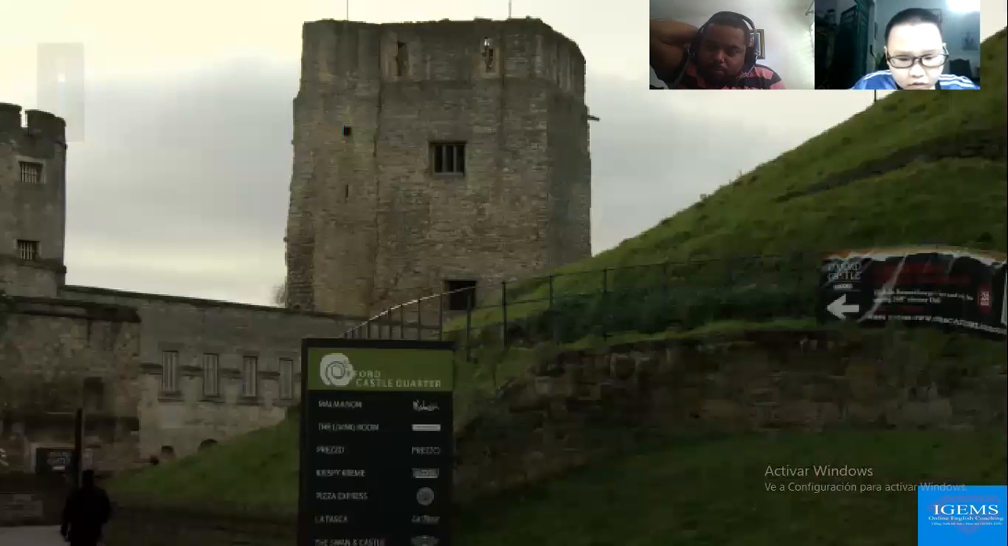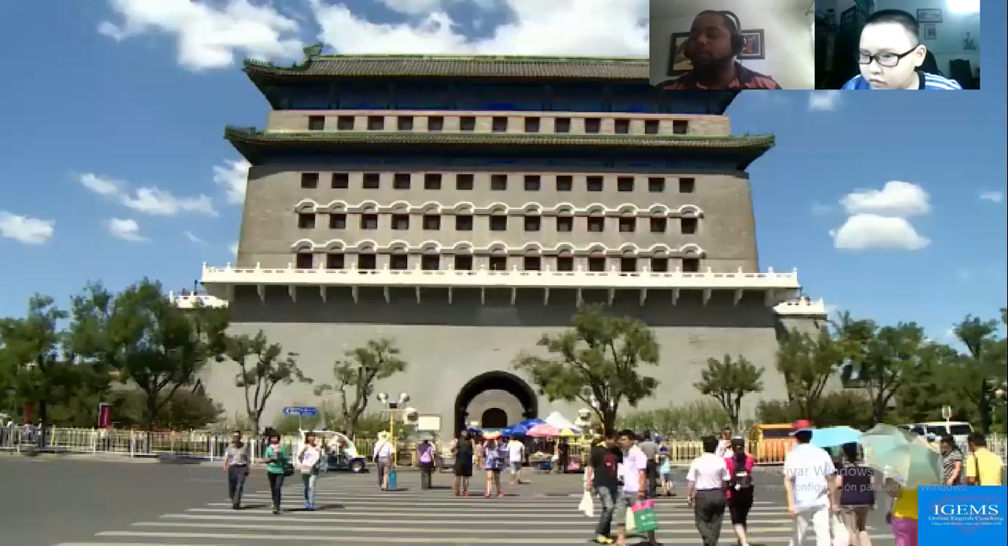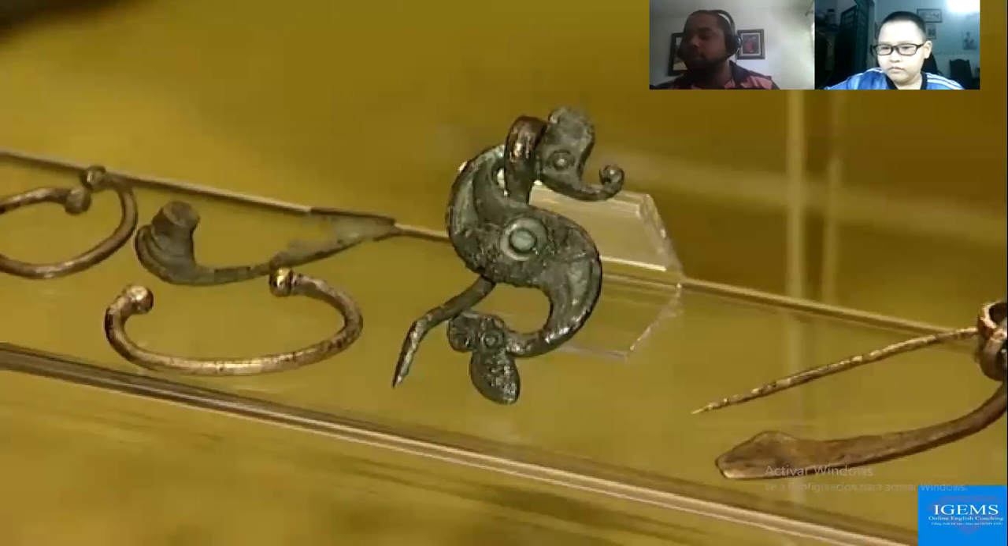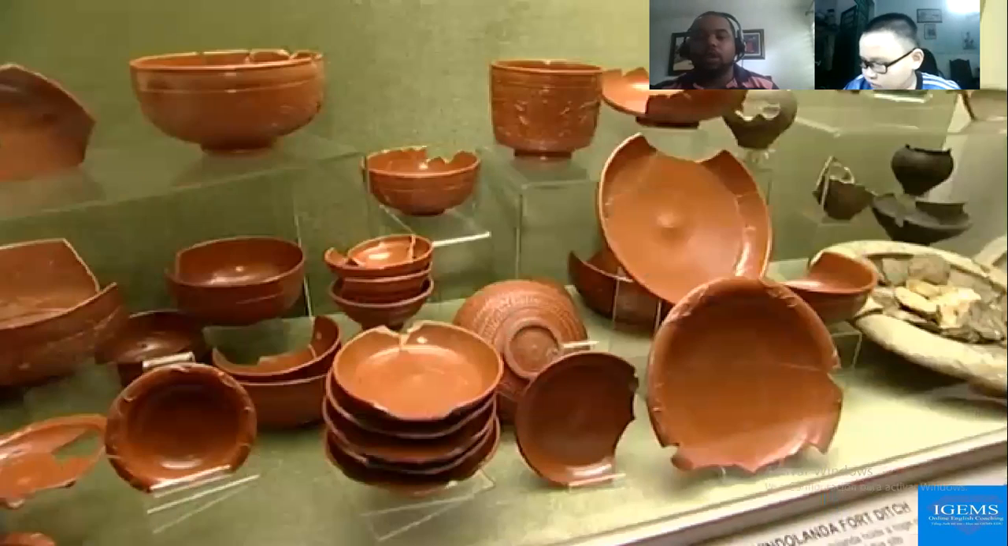In the past, people from different countries made different things. In Europe, they had metal jewelry, clay bowls, and glass cups.